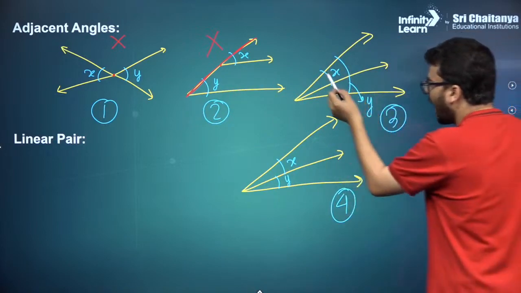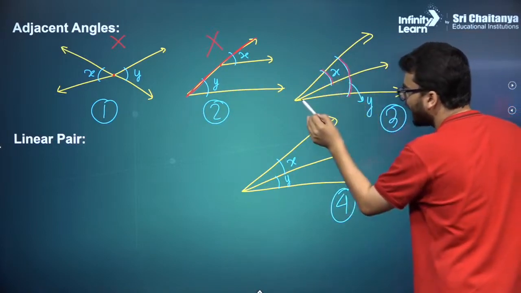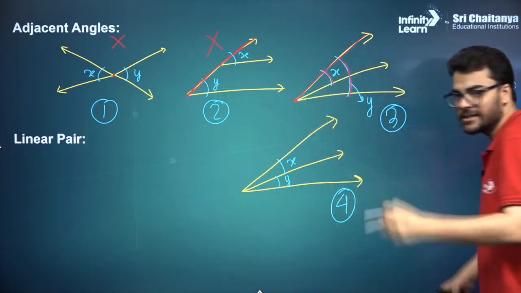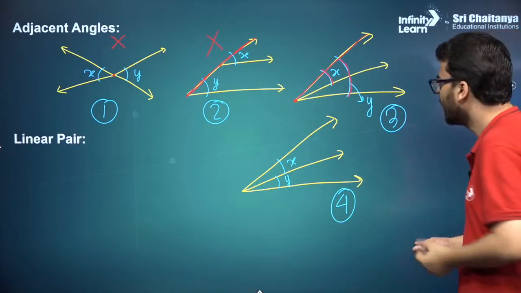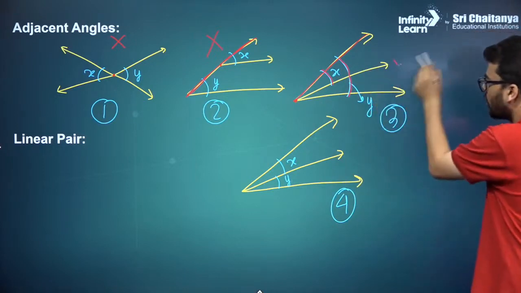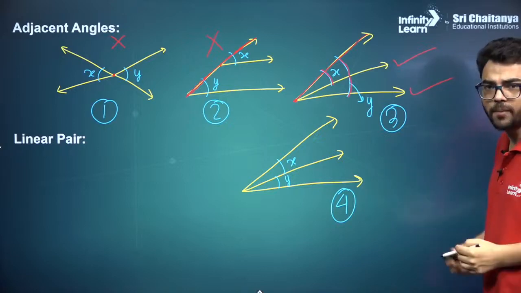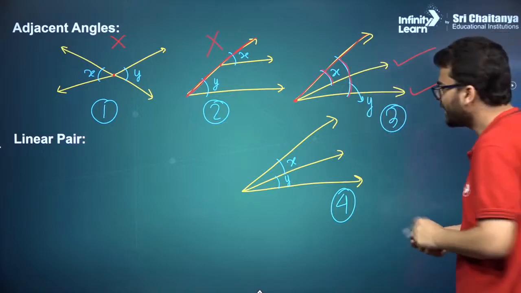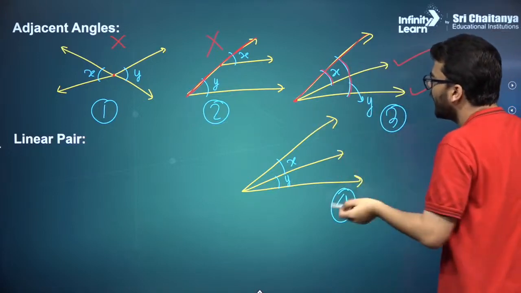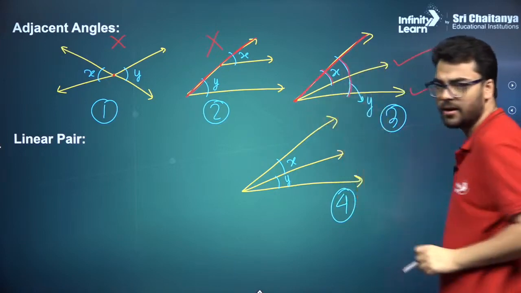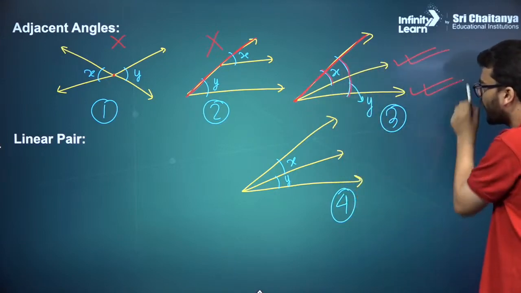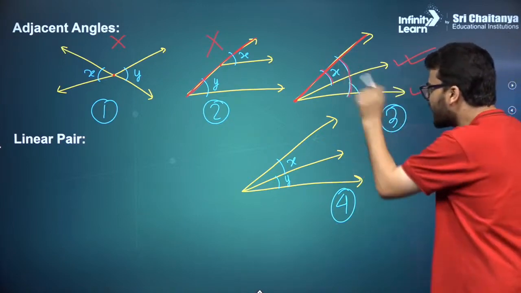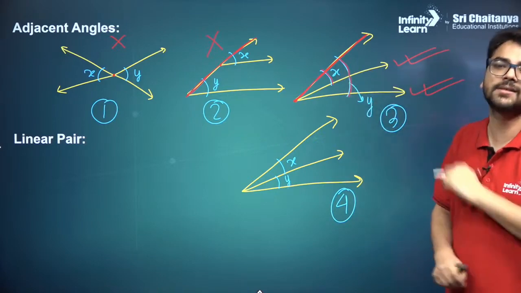Now in this case, angle X and angle Y have a common vertex, they also have a common arm, but still they are not adjacent. The reason being, the non-common arms are lying on the same side of the common arm. You got it? They have a common vertex over here, a common arm over here, but the non-common arms are lying on the same side of the common arm. So therefore X and Y are not adjacent angles in this case.